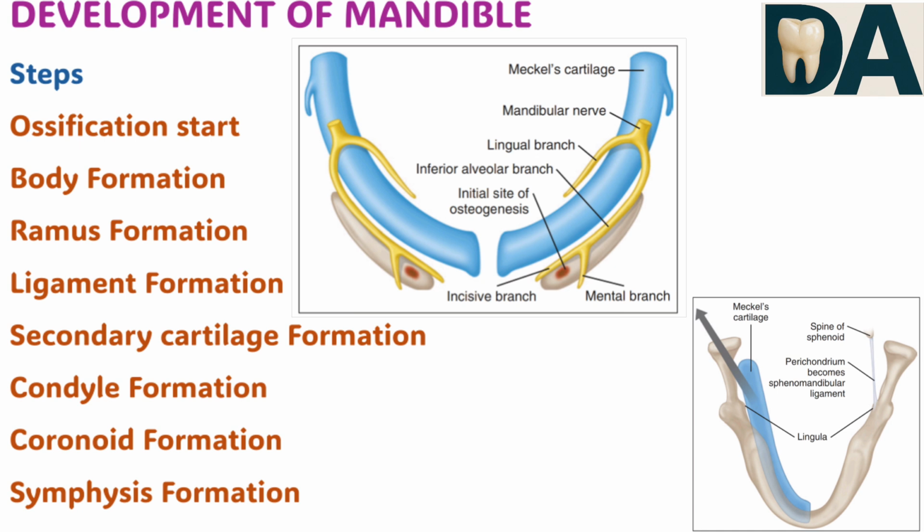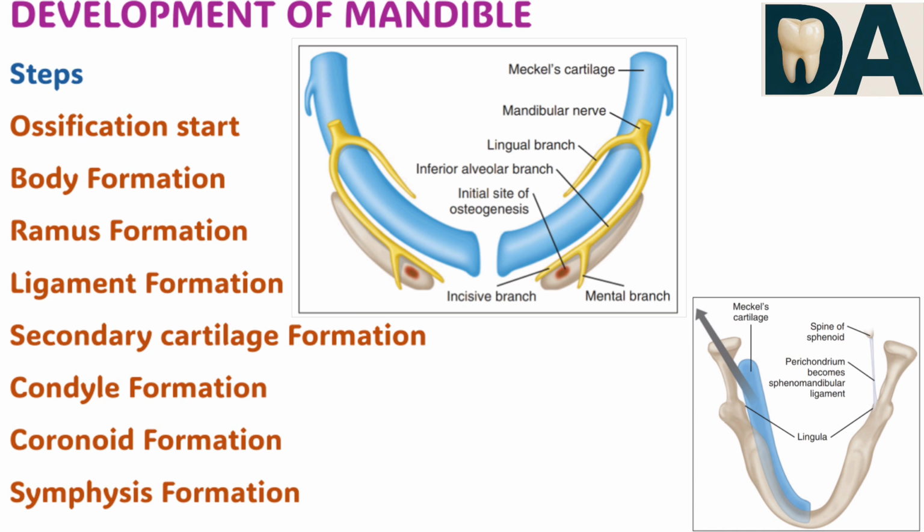The right and left side cartilages are separated in the midline by a thin band of mesenchyme, and the cartilage is surrounded by a fibrous capsule. The inferior alveolar and the lingual branch of the mandibular nerve run along the medial and lateral aspect of the cartilage. The inferior alveolar nerve bifurcates into the incisive and mental branch at the site of the future mental foramen.